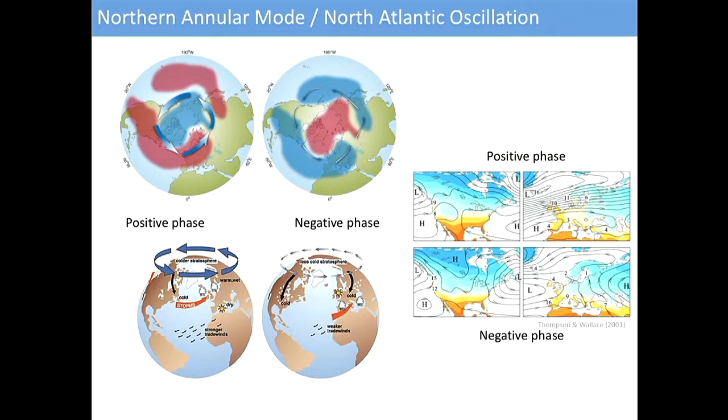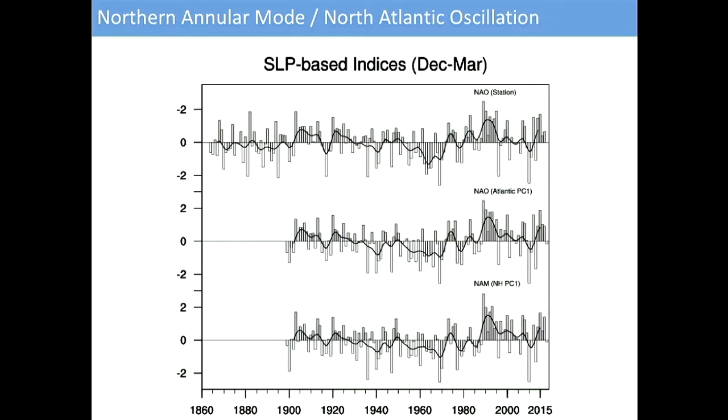The North Atlantic Oscillation is just the difference of pressure between a station in Iceland and one in the Canary Islands, I think. Again, you can get this sort of station-based data. This is the NAO, and you can see it's fairly similar to the NAM if you look at that EOF-based annular mode index.